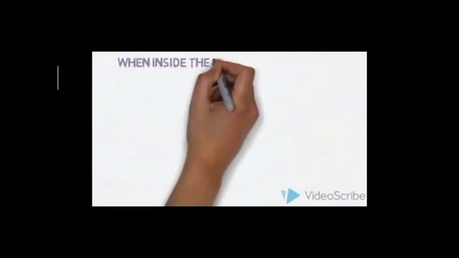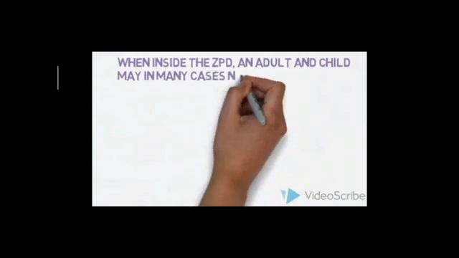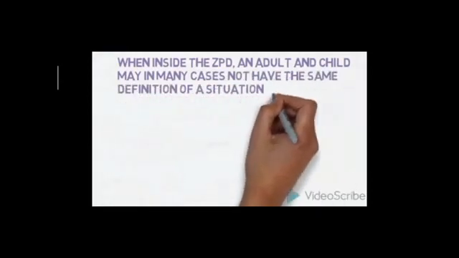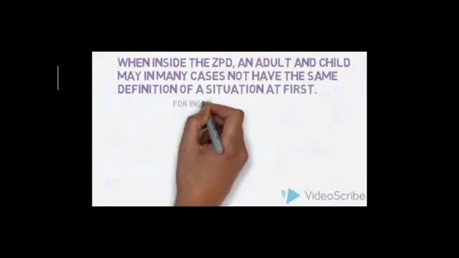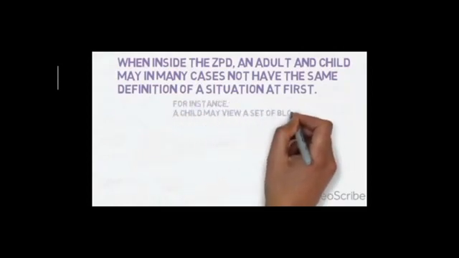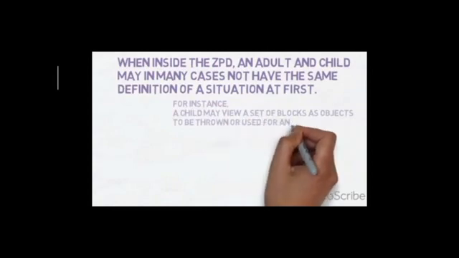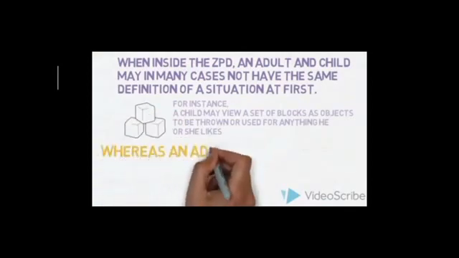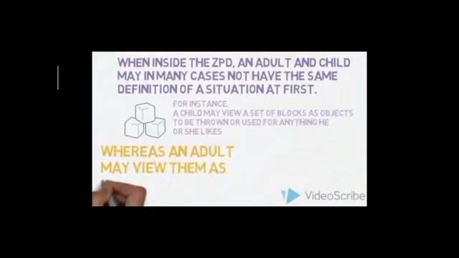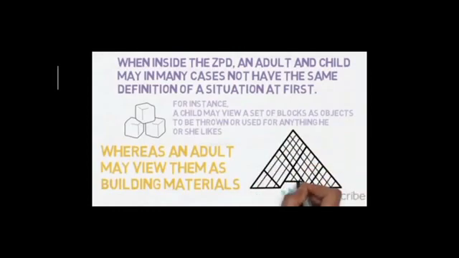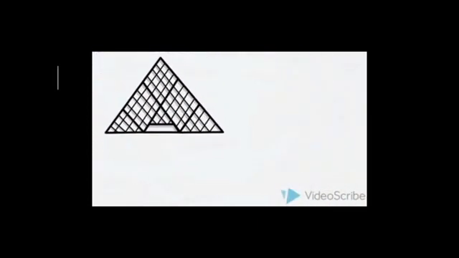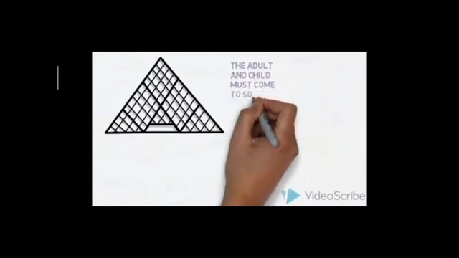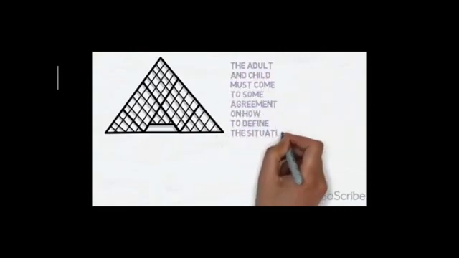When inside the ZPD, an adult and child may, in many cases, not have the same definition of a situation at first. For instance, a child may view a set of blocks as objects to be thrown or used for anything he or she likes, whereas an adult may view them as building materials. The adult and child must come to some agreement on how to define the situation before they can achieve an end goal.